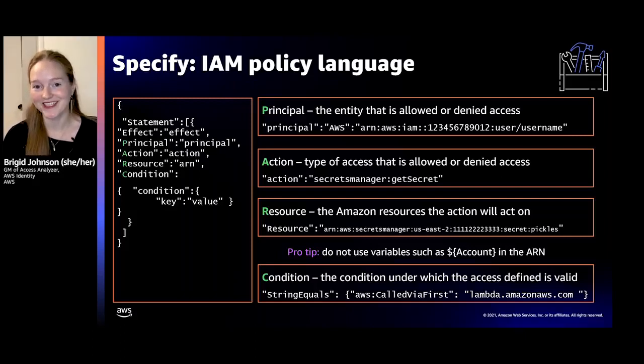One pro tip here that I snuck in: a lot of people think they can use the $account policy variable in the resource ARN. It doesn't work. Don't use it. You actually have to specify the account. The only place you can use a variable in the ARN is the last part. So where you see pickles on the screen, that's where it is.